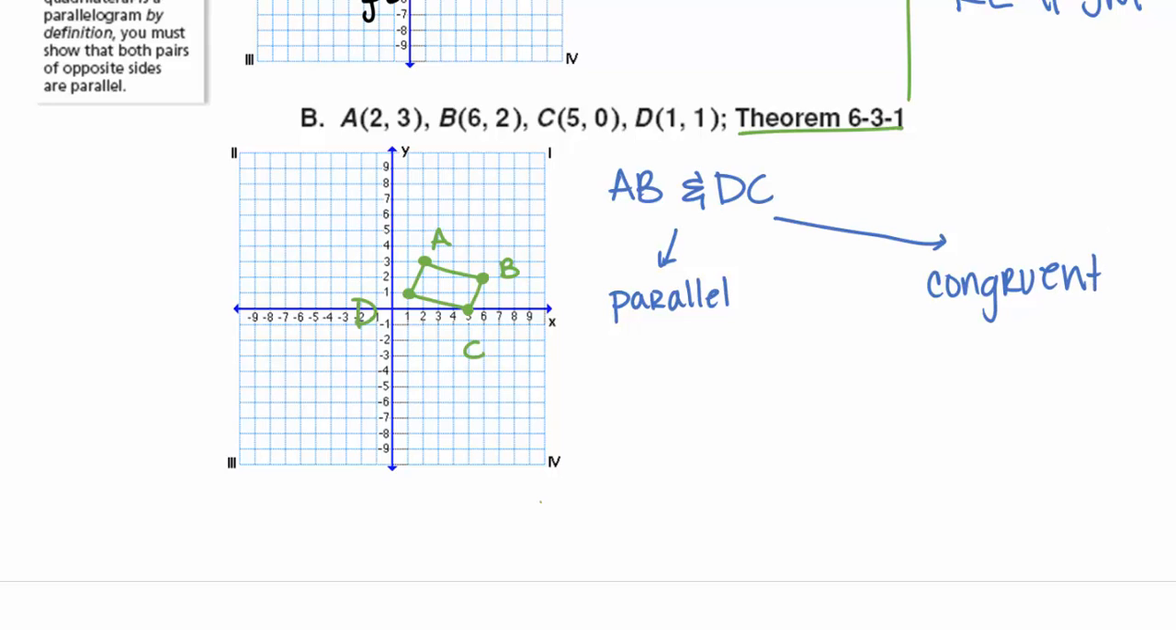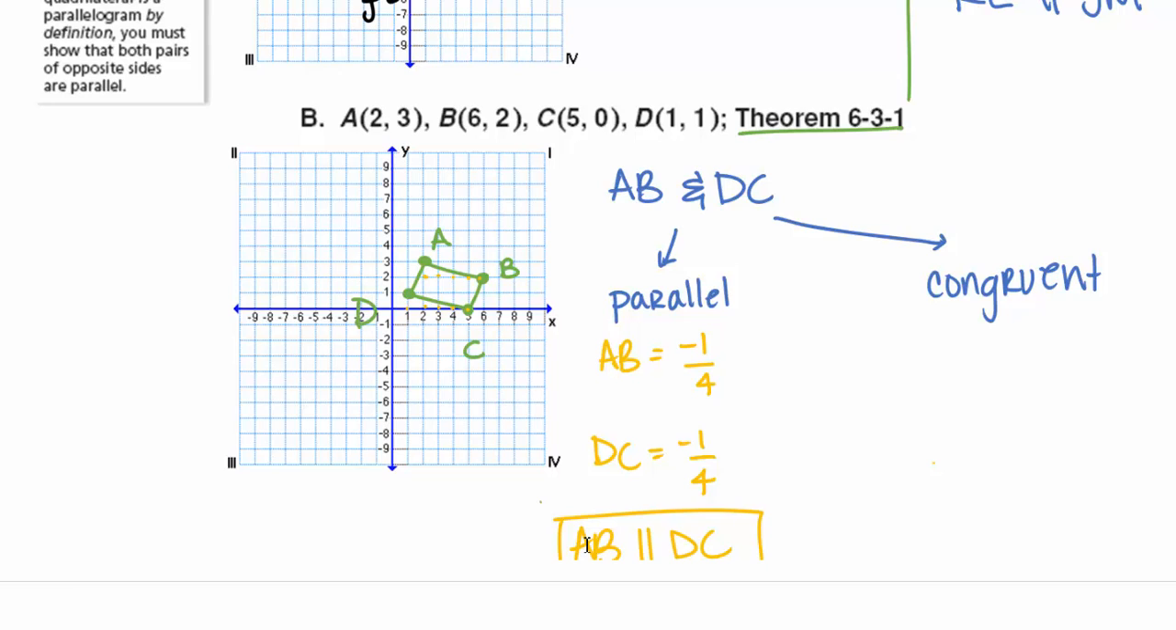Now the parallel part's pretty easy. We're just going to count like we did last time. So AB, you go down 1 over 1, 2, 3, 4. So AB's slope is down 1 over 4. DC, I'm going to go down 1 over 1, 2, 3, 4. And guess what? They're the same. So now we know that AB is parallel to DC. So that's one part of it down.